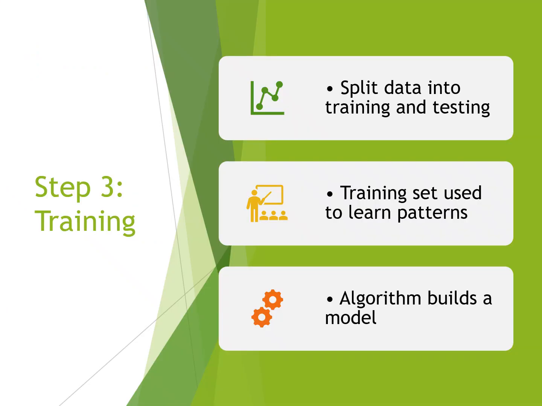So the third step is training the model. To train, we have to split the data into two parts: one is the training data, and the other is testing data. Usually, training data is 80% and testing is 20%, but it depends on the scenario. Sometimes they also add a validation set. The training set is used to learn the patterns. For example, the algorithm studies the relationship between inputs and outputs.